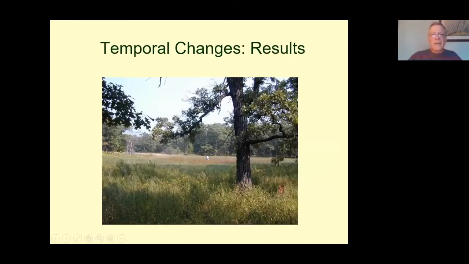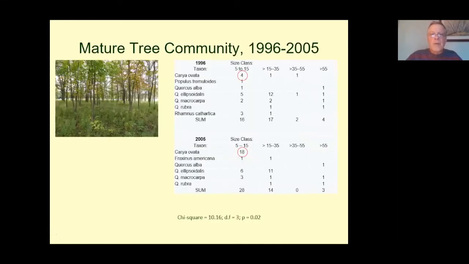Now looking at temporal changes over time, beginning with the tree community. Between 1996 and 2005, the structure of the tree community changed significantly, mostly due to the influx of small shagbark hickories, which exhibited a 350% increase in density from 1996 to 2005.